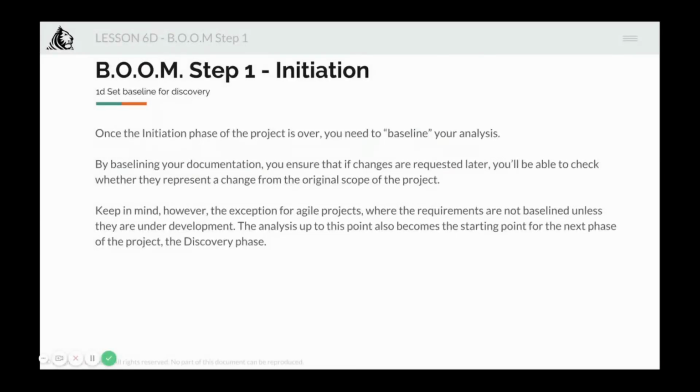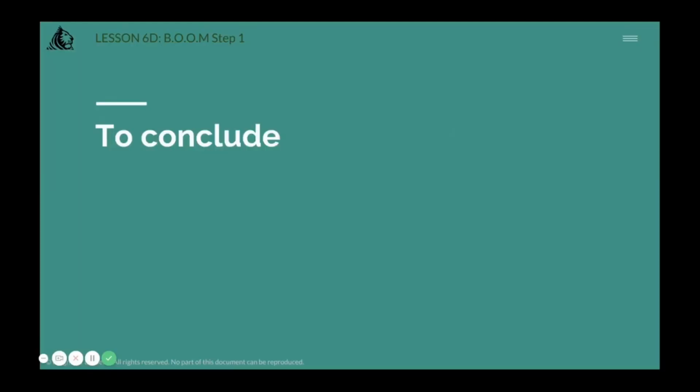Correct? But keep in mind the exception for agile projects, right? Where the requirements are not baselined unless they are under development. So you can choose to keep things agile and flexible till pretty late. The analysis up to this point also becomes the starting point for the next phase of the project, which is the discovery phase, right?